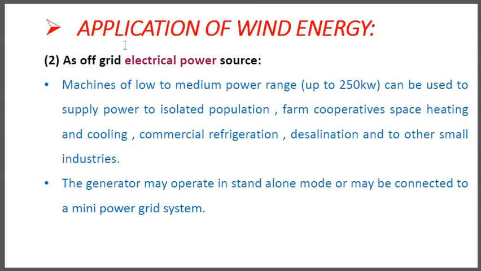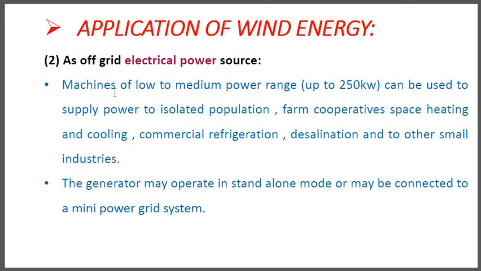Off-grid electrical power source. Machines of low to medium power ranges up to 250 kilowatt can be used to supply power to isolated populations, farms, cooperative space heating and cooling, commercial refrigeration, desalination, and other small industries. The generators may operate in stand-alone mode or may be connected to a mini power grid system.